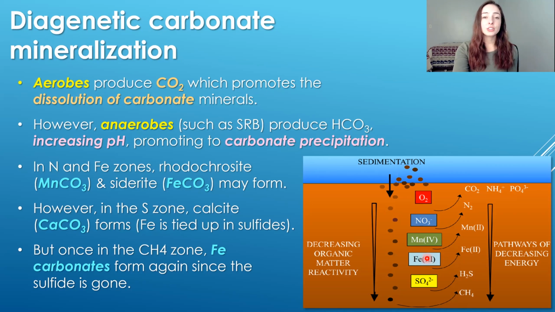In the nitrogen and iron zones, for example, carbonate minerals like rhodochrosite, or manganese carbonate, as well as siderite, or iron carbonate, may form. However, in the sulfur zone, where SRB, or sulfate-reducing bacteria, produce sulfide, calcite is formed because iron is tied up in those sulfides and won't be associated in those carbonate minerals. But once in the methane zone below the sulfate zone, we again get iron carbonates forming, aka siderite-like minerals or iron-containing carbonates, and that is because the sulfide is gone at that point.